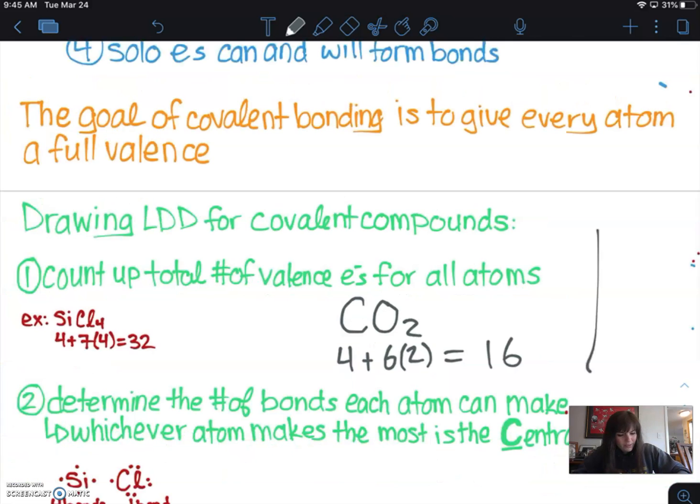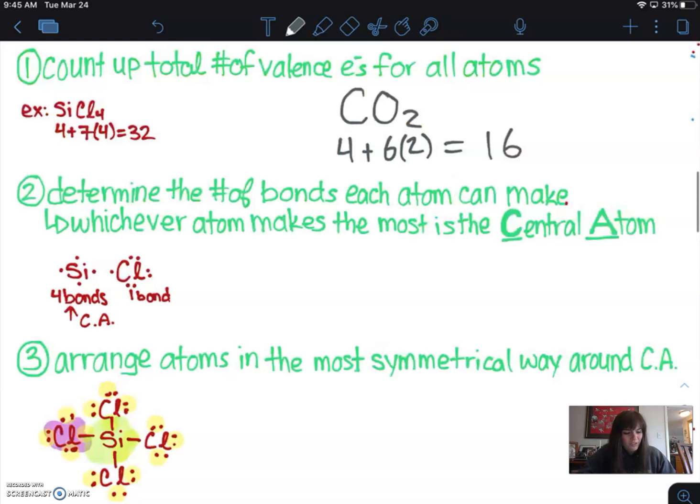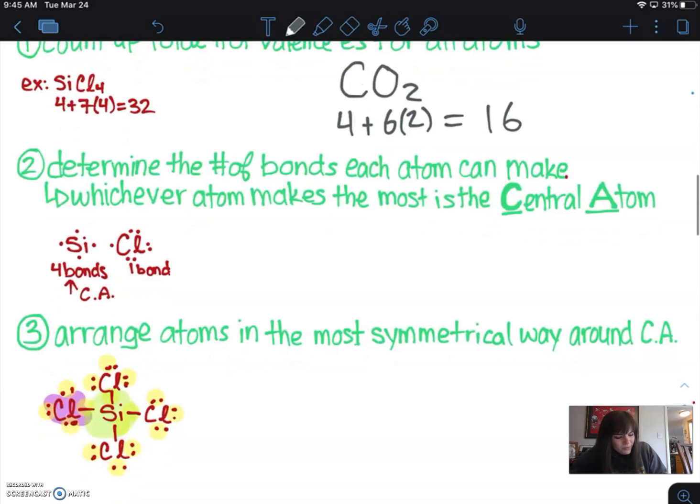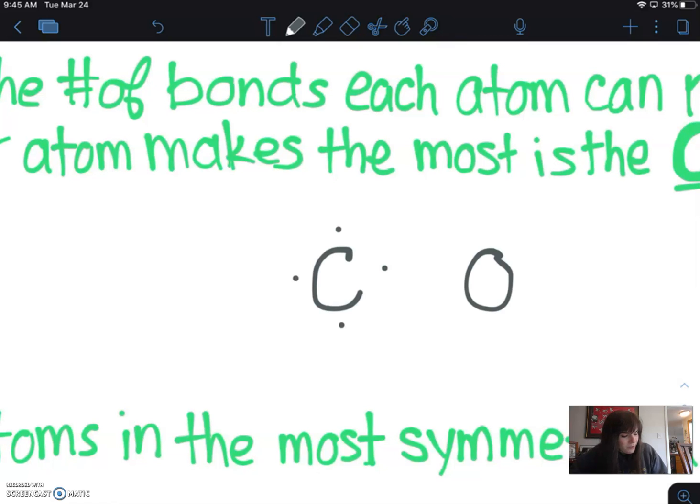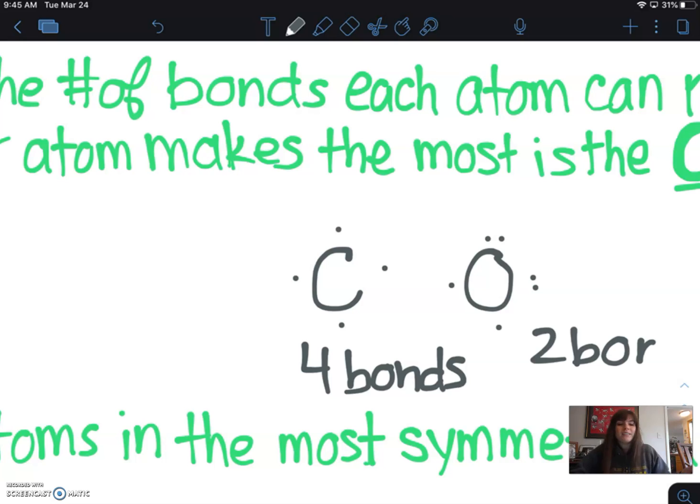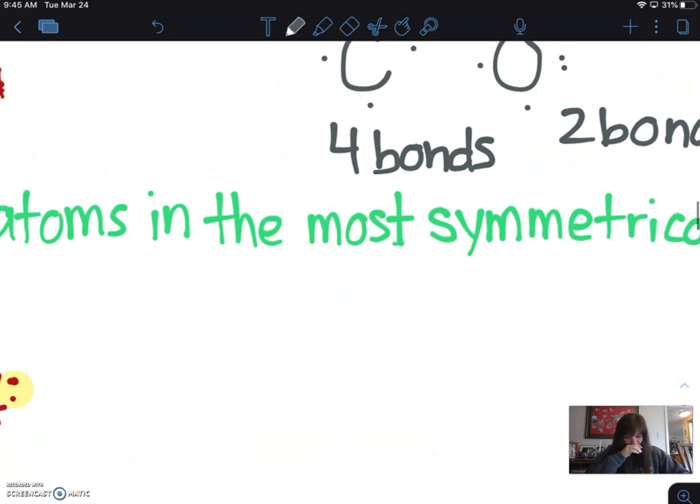Next is going to be determining the number of bonds each atom can make, and whichever makes the most. So carbon's giving us 4, oxygen gives us 1, 2, 3, 4, 5, 6. So we've got 4 bonds here and 6 valence electrons and only 2 bonds on oxygen. That's going to make carbon our central atom. And fun fact, carbon will always be our central atom if that's a choice. Carbon or silicon, always central atoms.